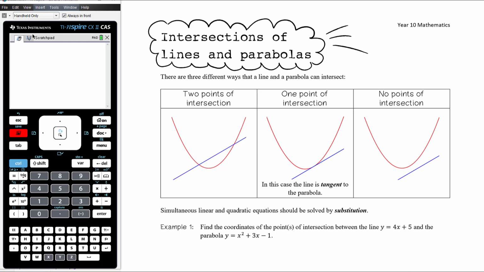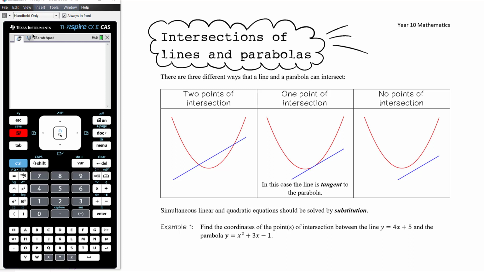Okay, so this is the final video in our parabolas topic, and what we want to look at here is intersections between lines and parabolas. So looking at finding the coordinates of the points where a line and a parabola intersect.